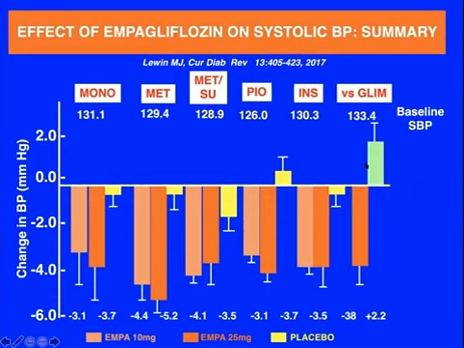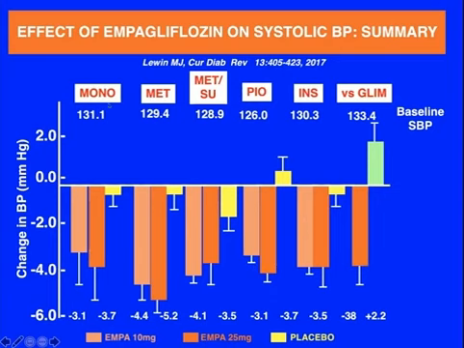Let's now turn to blood pressure. Because the drug makes you dump sodium as well as glucose in the urine, you get a little bit intravascularly volume depleted, so you would expect to see a drop in blood pressure. This is the change in systolic blood pressure. And you see across the board, it's dropping about 4 to 5 millimeters of mercury, no effect with the placebo.